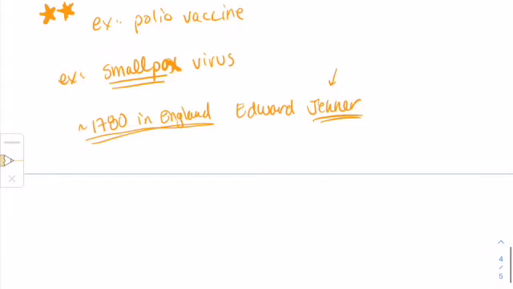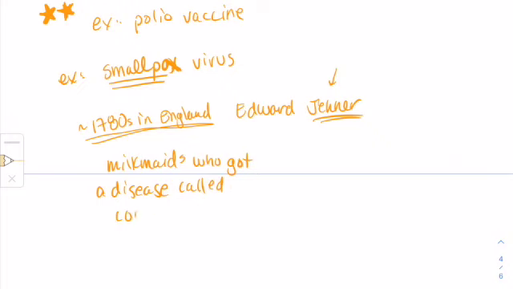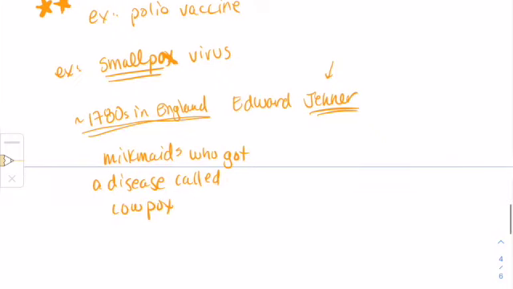But Jenner, back around the 1780s in England, noticed that milkmaids, eight maids a-milking, milkmaids, maids who would go and milk the cows, milkmaids who got a disease called cowpox. It was a disease that people would pick up from a cow, cowpox. And milkmaids who got a disease called cowpox didn't get smallpox.